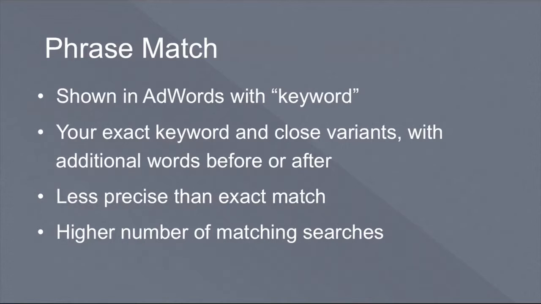Moving outwards slightly, we've got phrase match. Now, phrase match is always shown in AdWords with quotation marks around the key phrase. And it's essentially your exact keyword and close variants like we saw a moment ago, but with additional words before or after. So it's less precise. We now know that our keyword is included in the search phrase the user typed, but there are other things around it, before or after, not in between, before or after. Naturally, because we have now more flexibility, we will see higher search volumes than we saw for exact because we now have more options. Before, we only had cosmetic dentist.